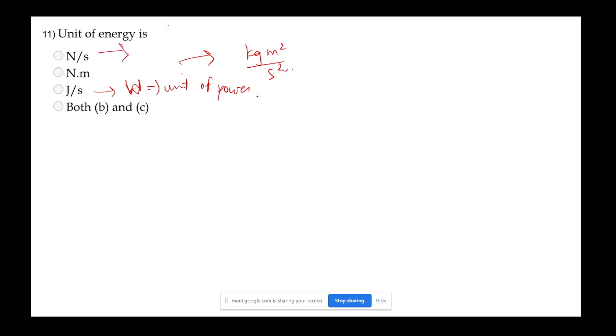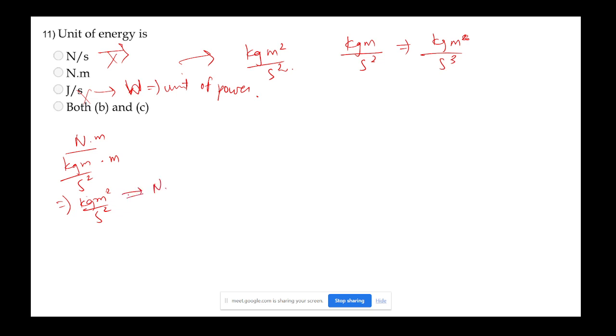Newton per second will come out to be, what is Newton? Kg meter per second square. And if you again divide it with second, then it will be kg meter per second cube. So obviously this is not the correct answer. This also is not the correct answer. Now if you see Newton into meter, then Newton is kg meter per second square, and if you multiply with meter, then it will be kg meter square per second square. So Newton into meter is nothing but corresponding to joules, which is the unit of energy.